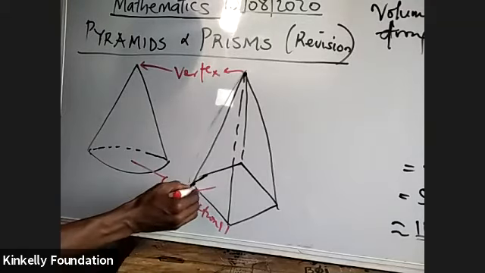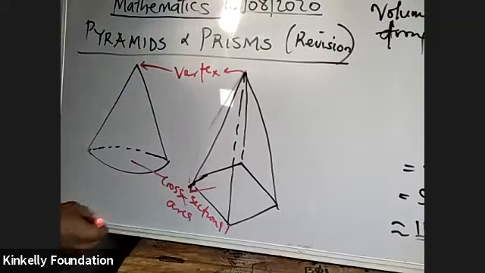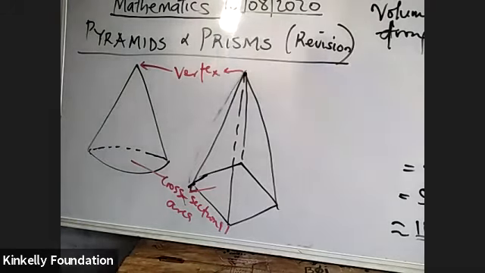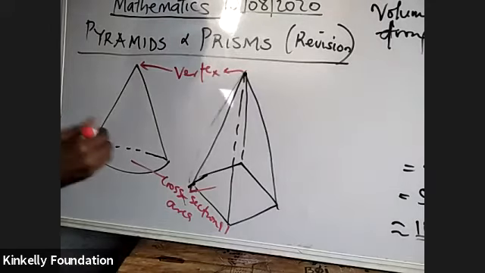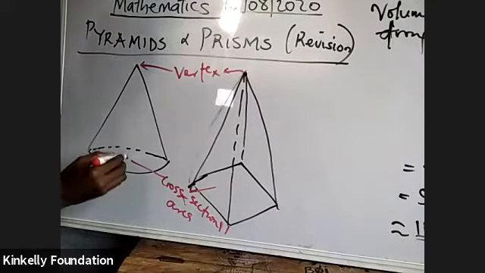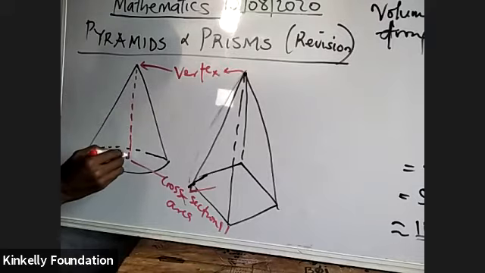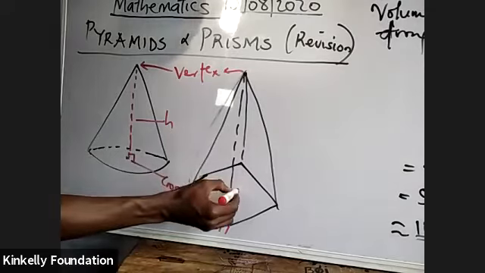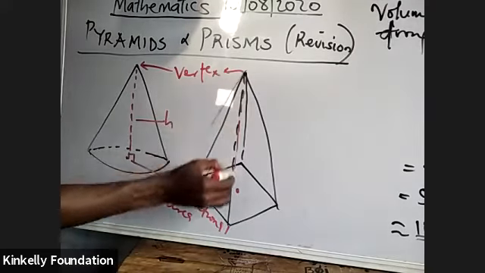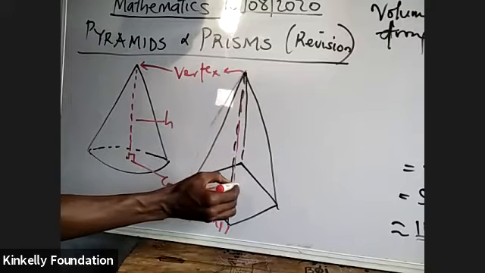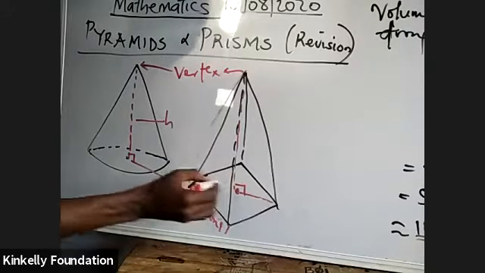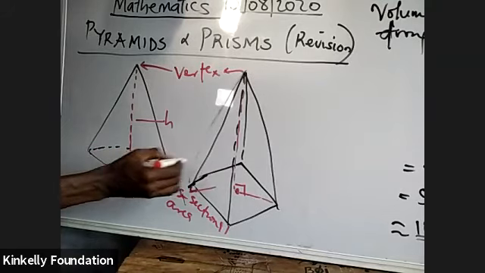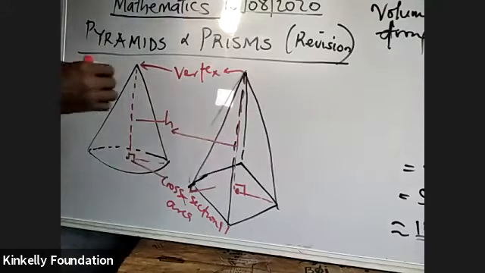Now let us check this center from this point up. This is what we call the height. If you check here also from this center to this point, which is perpendicular to this. Remember, it's perpendicular to the radius. This is also the what? The height.